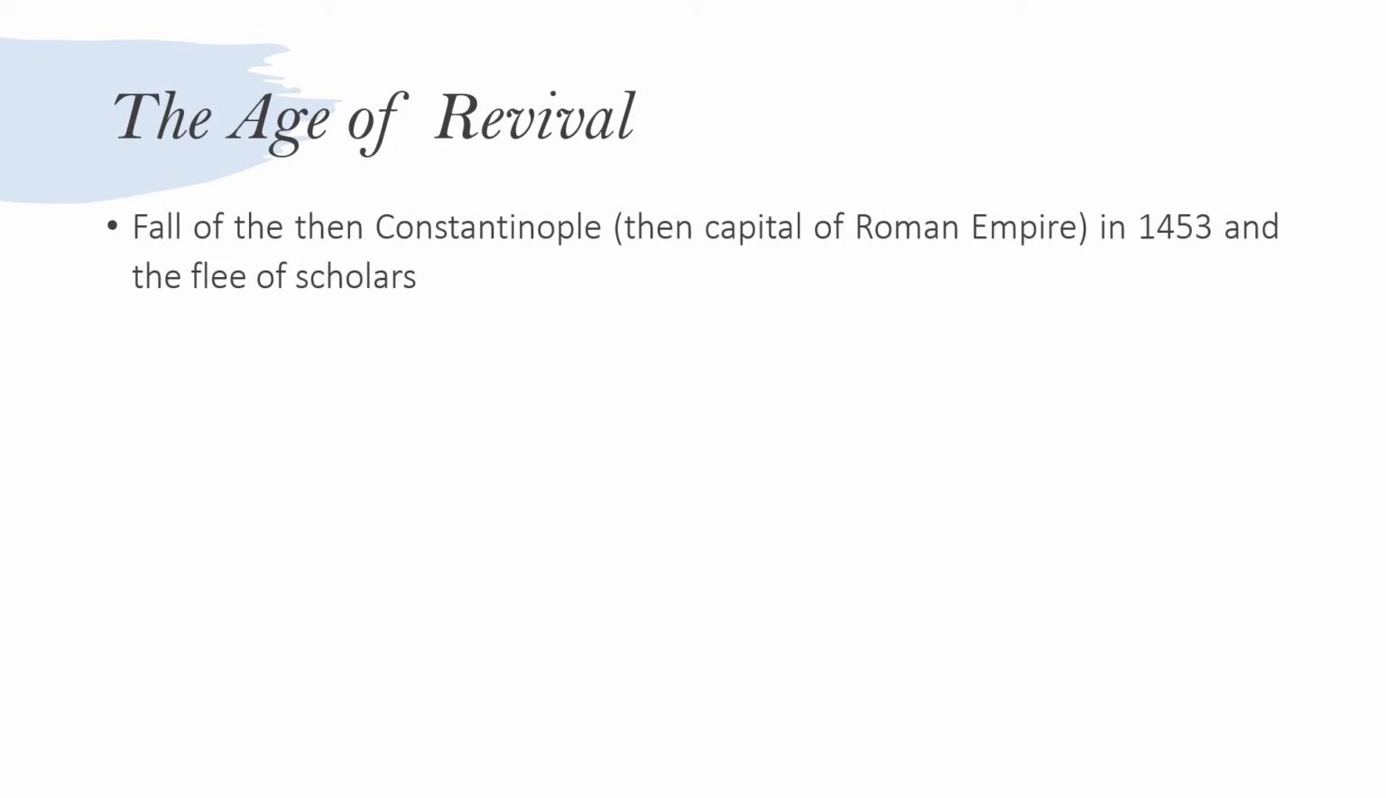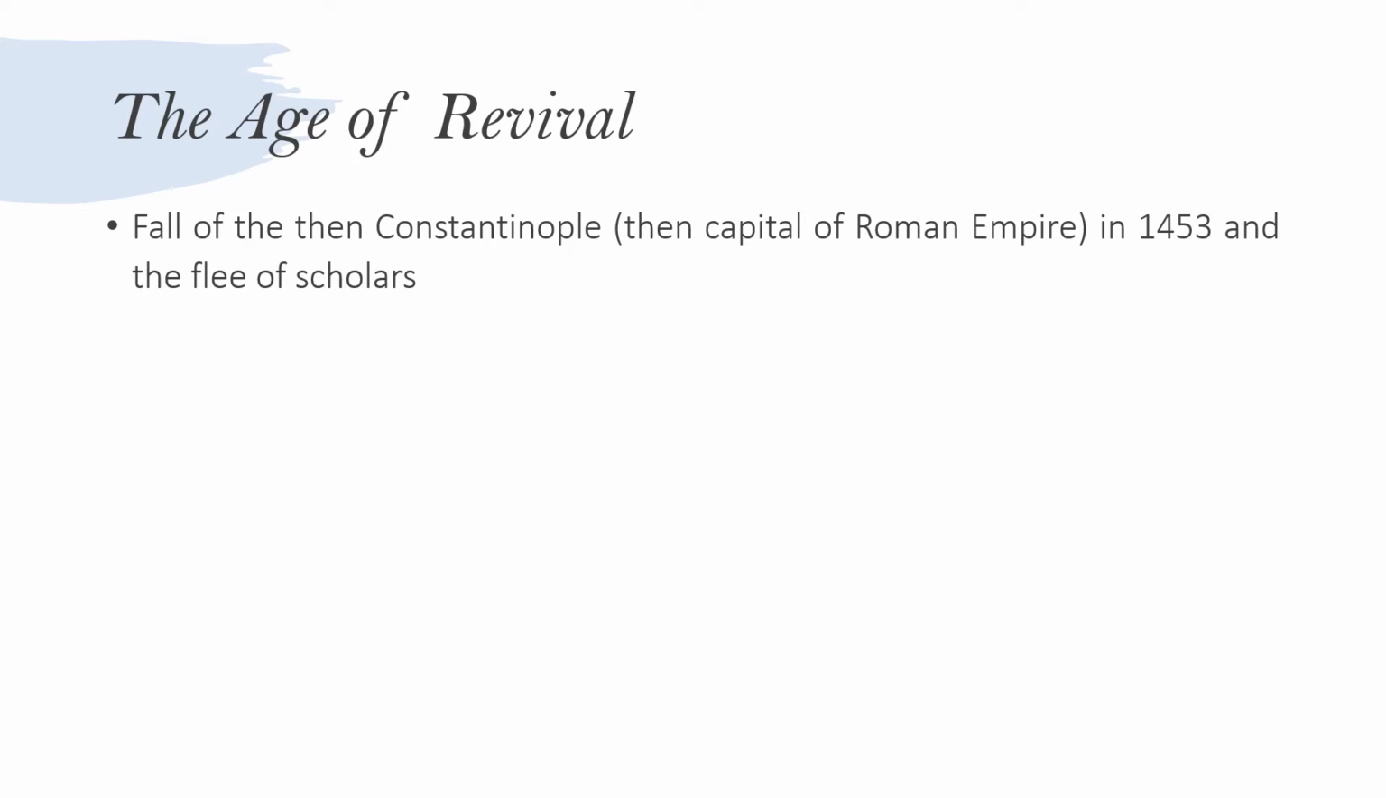The Age of Revival, more features of the Renaissance period. So during this period, how did Renaissance begin? Constantinople was the then capital of Roman Empire. As before British Empire, Europe was under the Roman Empire, and Constantinople was the capital of Roman Empire. And during the Renaissance period, during the Middle English period, or during the beginning of the modern English period, there was an attack on Constantinople, and Constantinople fell.